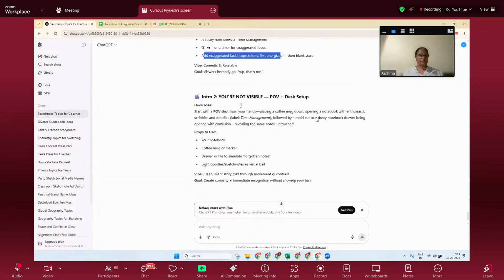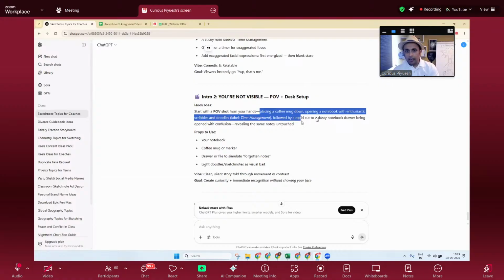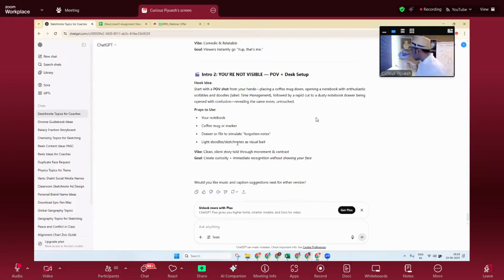Props to use: your notepad or journal, a sticky note labeled time management, glasses, and add exaggerated facial expressions. When you are not visible, place a coffee mug down, open a notebook with enthusiasm, scribble and so on. So basically it is talking about you attending a training and then you forgot the training. So let's say this is my prop. Basically the idea is I'll be flipping the pages, and then I'll be throwing this book in disgust that I don't remember anything. And that's a hook.